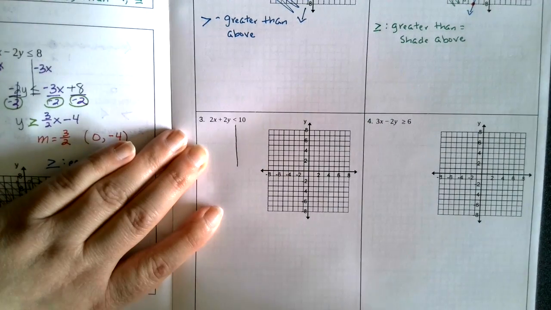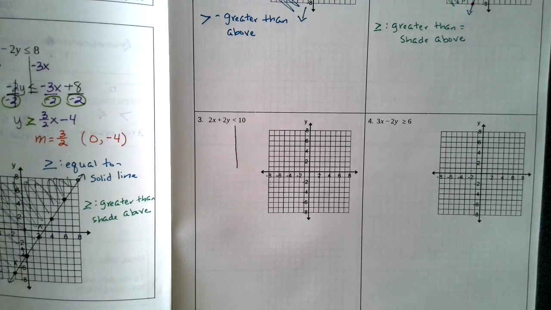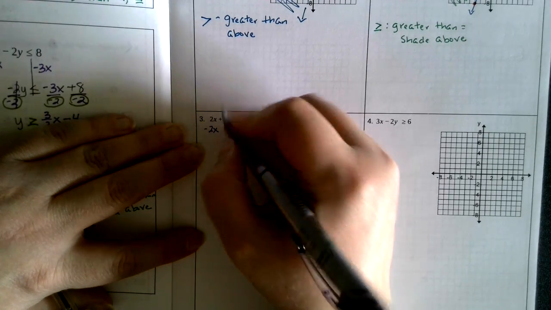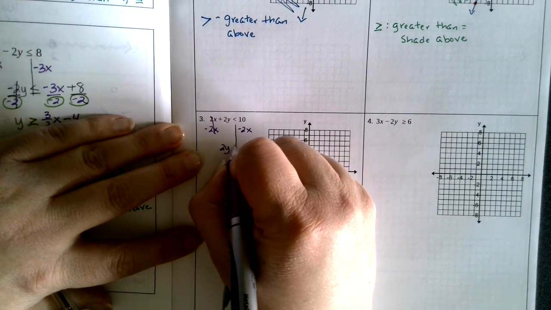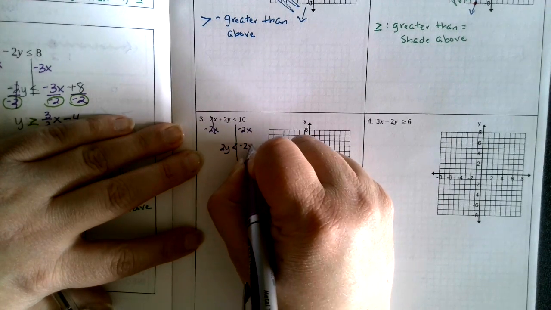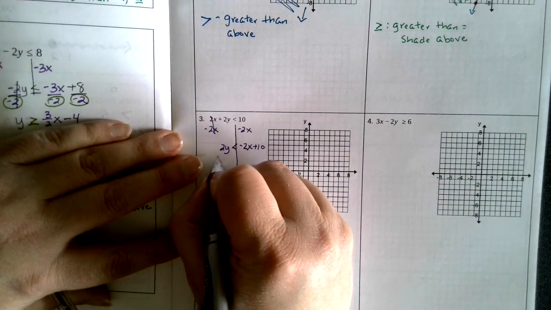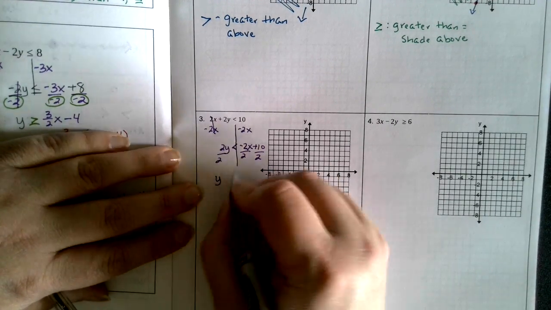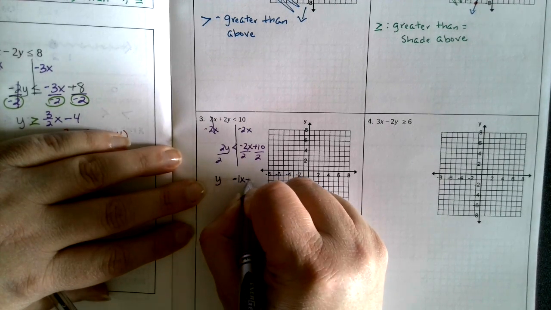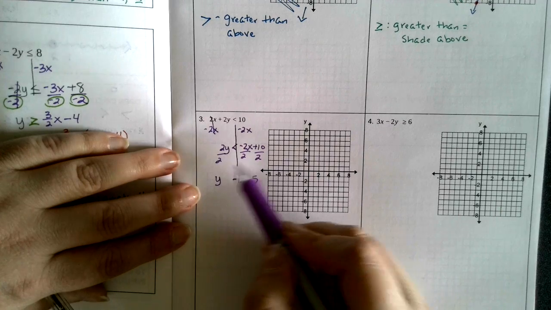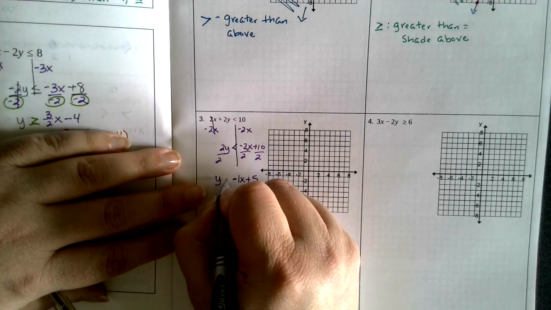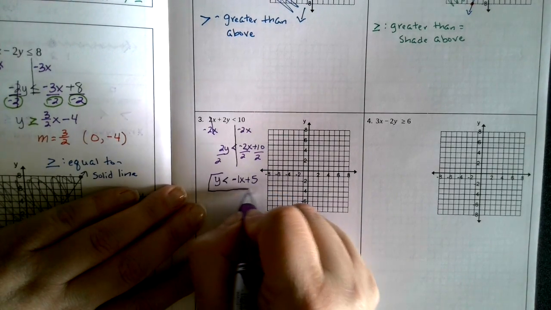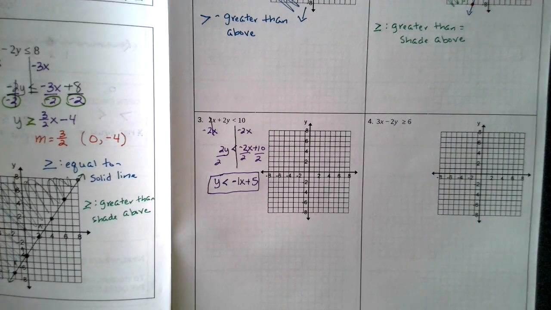In order to do this, I have to follow my steps, right? And my first step says to isolate the y. So the first thing I'm going to do is subtract 2x from both sides. And I get 2y is less than negative 2x plus 10. And then I'm going to need to divide everything by 2. So I'm going to get y is less than negative 1x plus 5. And now I did not multiply or divide by a negative number, so I am not going to flip my inequality symbol. So here is my new inequality that I'm going to graph, and it's in slope-intercept form.